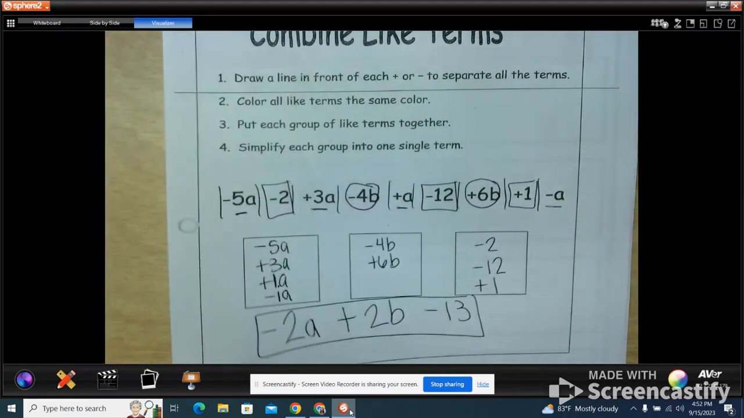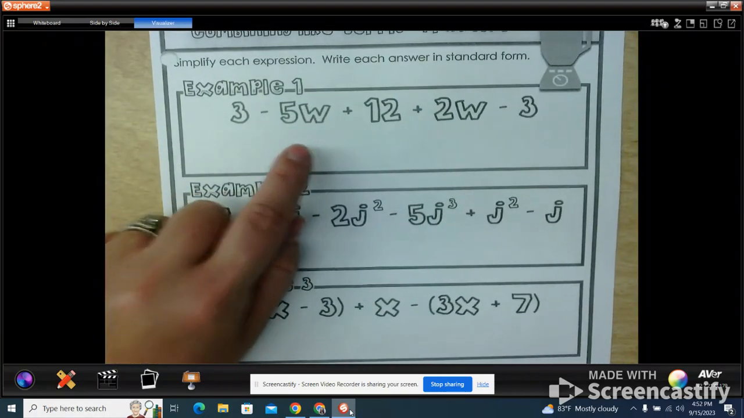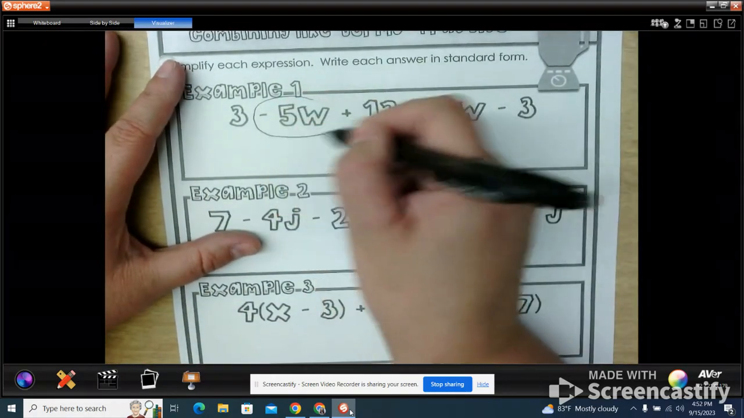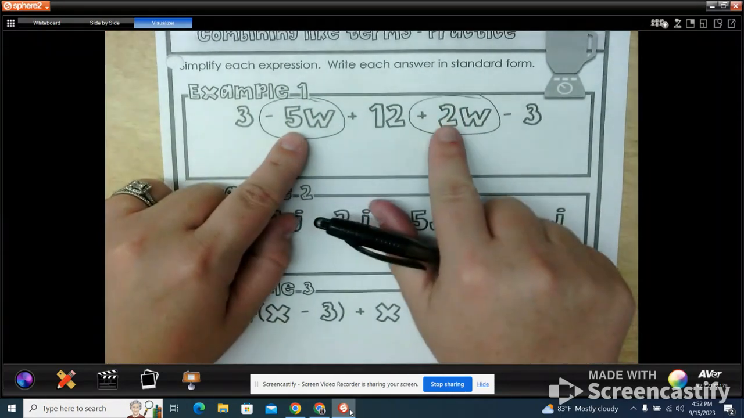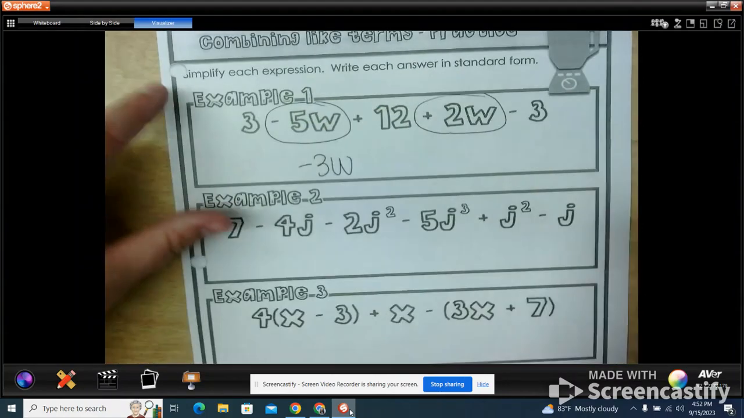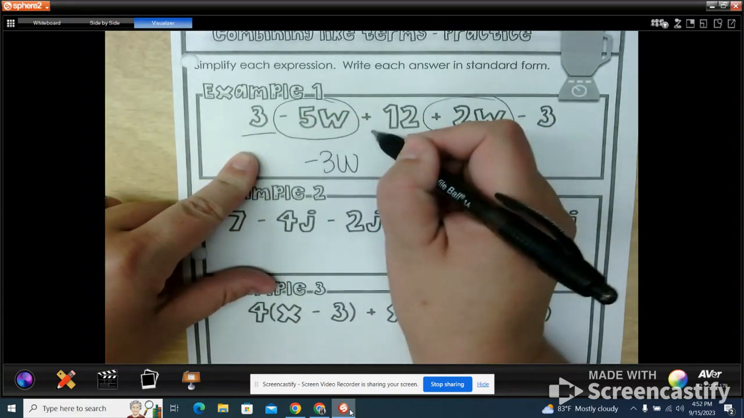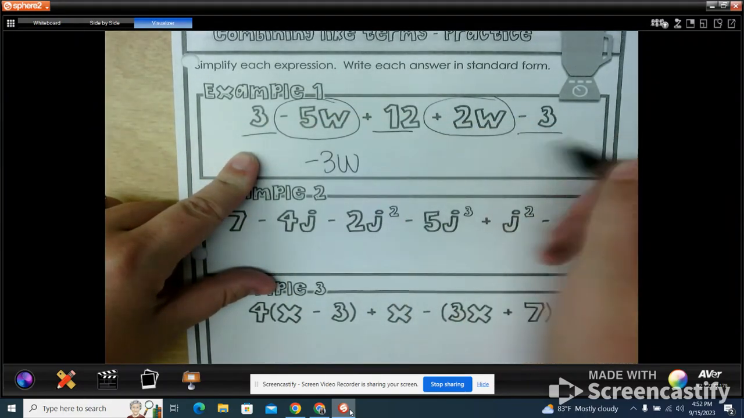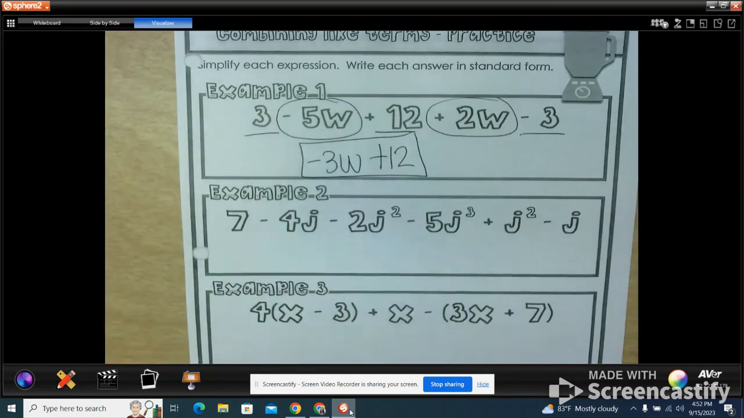So let's look at a few more problems. So I'm going to start off with my W's combining. We always combine and take this sign in front. So negative 5W and plus negative 2W is going to give me negative 3W. And then we're going to take my constant. So 3 plus 12 minus 3 is going to give me a positive 12. So my new answer is negative 3W plus 12.